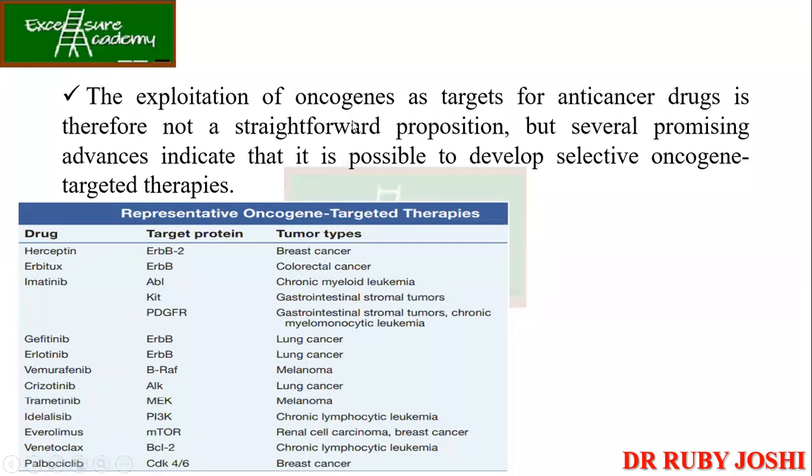So the exploitation of oncogenes as targets for anti-cancer drugs is therefore not a straightforward proposition, but we can have the selective oncogene targeted therapies. For example, already in the market में है, but of course they don't give the guarantee that it is going to cure the cancer. It can just increase your survival rate percentage.